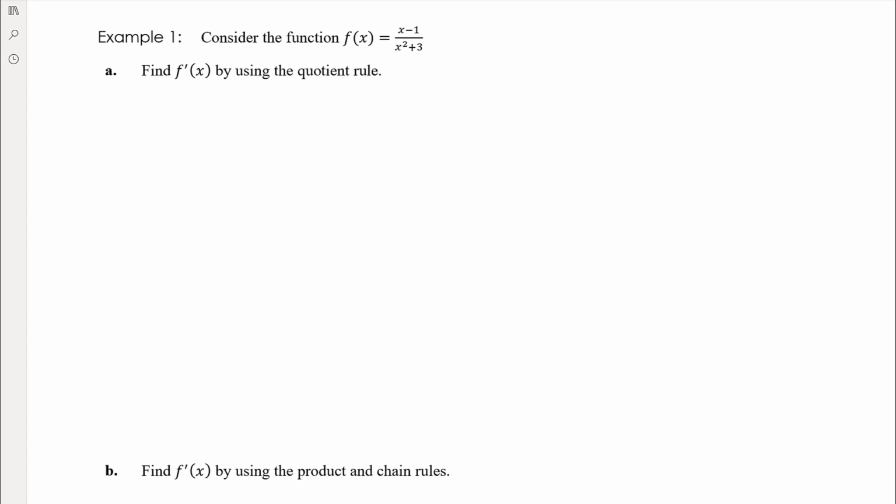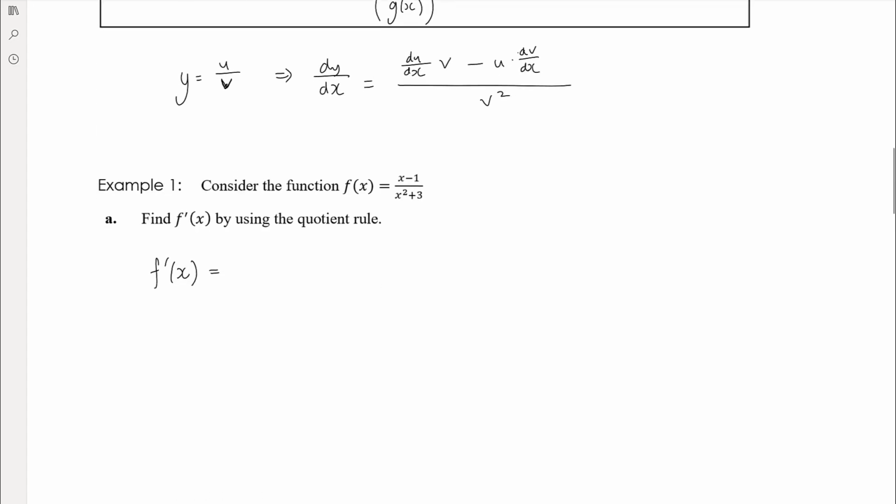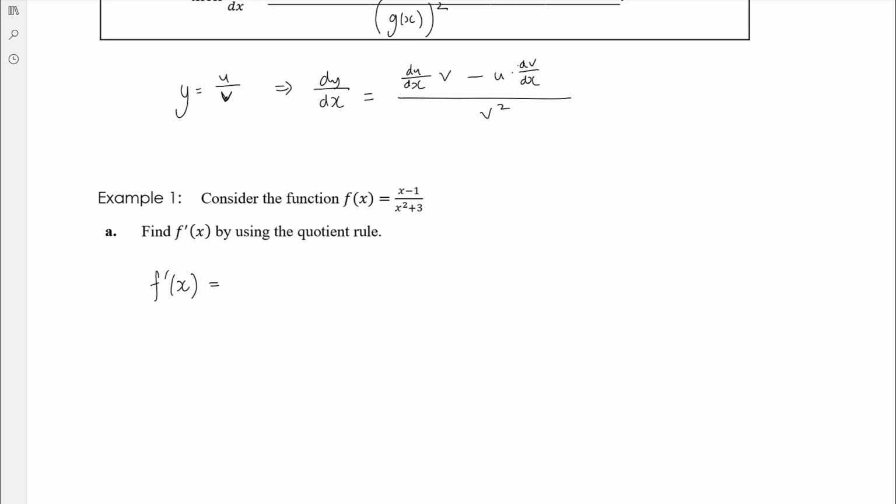So we've got x minus 1 over x squared plus 3, just a simple linear function divided by a simple quadratic function, so a quotient of two functions, and we're going to find the derivative of f using the quotient rule. The quotient rule says that we differentiate the numerator, which would be 1, and then we leave the denominator as it is, and then we subtract, that's the first difference from the product rule, and we leave the numerator as it is, and we differentiate the denominator, and then we divide by the denominator squared.